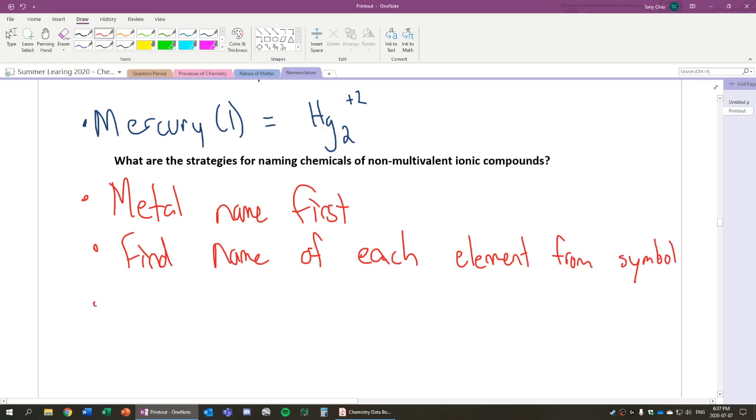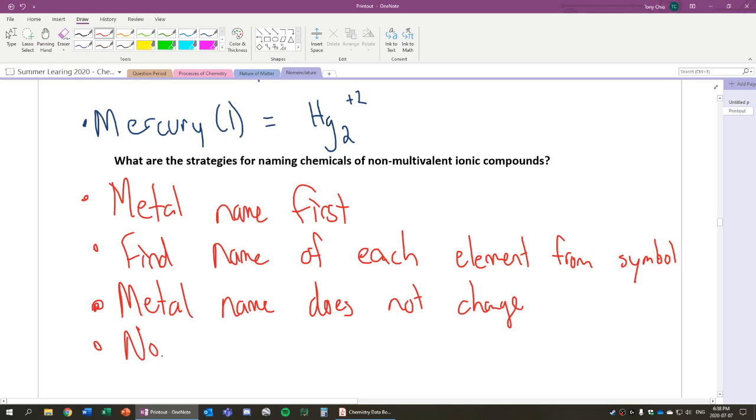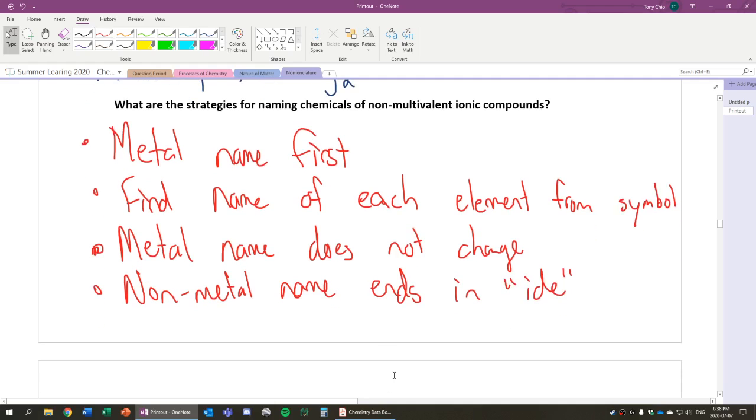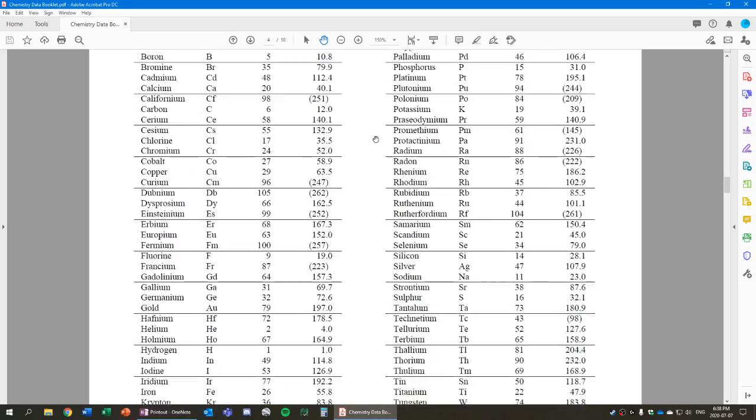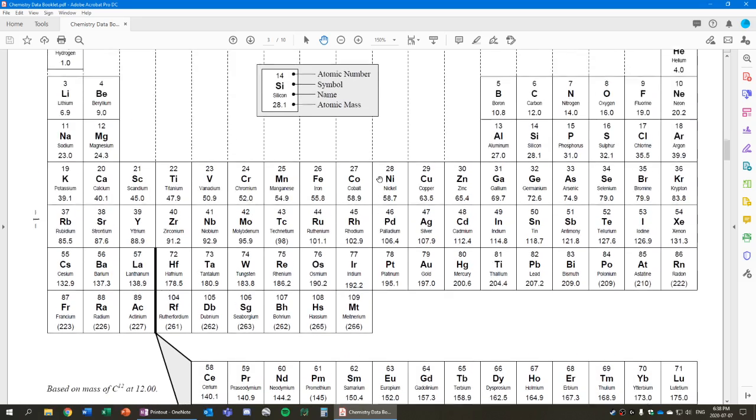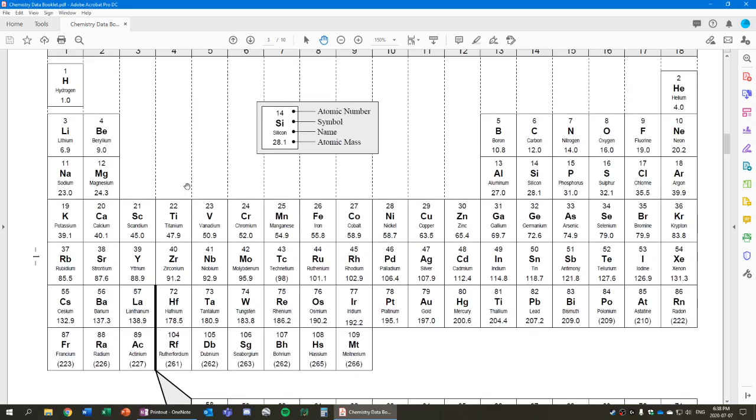Okay, now this is where it changes. The metal name does not change. The non-metal name ends in "ide." So how does that work? Well, let's look at a periodic table. Okay, so let's go back up to a periodic table. So we know these are the nonmetals, these are the metals. The metal's name won't change in the name, but the nonmetals will.